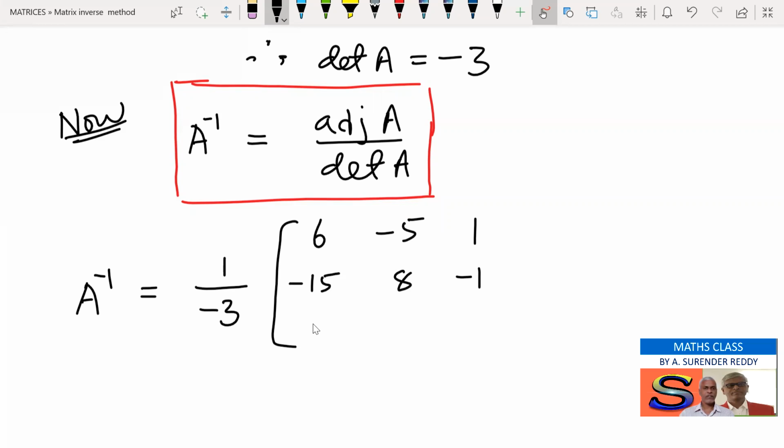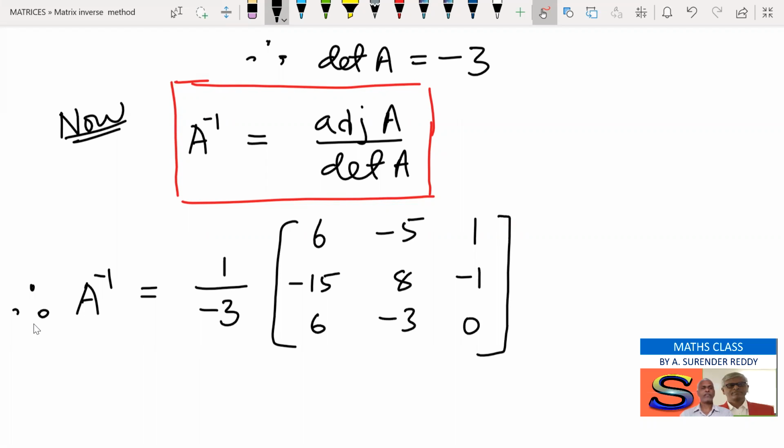6 minus 3, 0. So this is the adjoint matrix. By the determinant, this denominator, we are writing 1 by minus 3. So this is the inverse matrix. This is the procedure to find the inverse matrix.